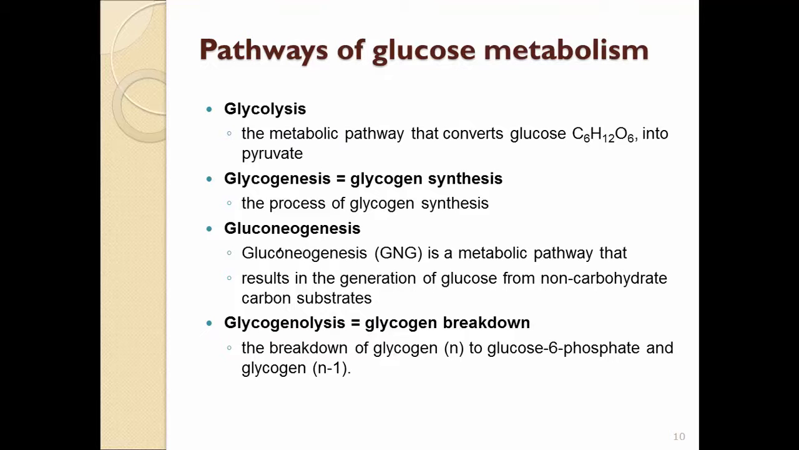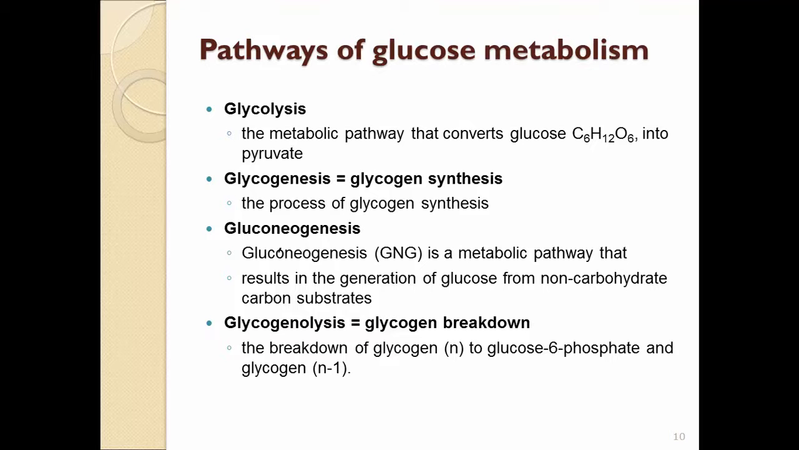Glycogenesis is the same pathway as glycogen synthesis. So glycogen synthesis, or glycogenesis, is a pathway in which glycogen is synthesized from glucose, right? And gluconeogenesis is a pathway that can produce glucose from non-glucose precursors.